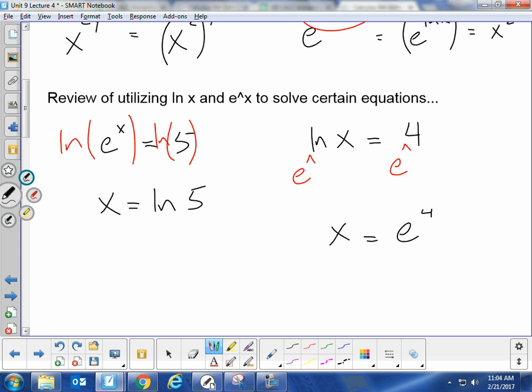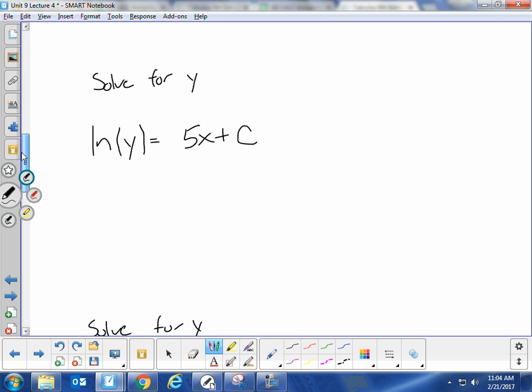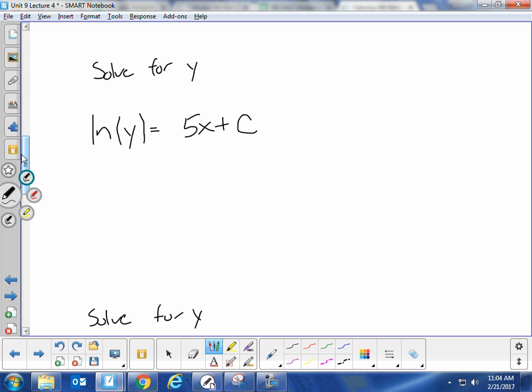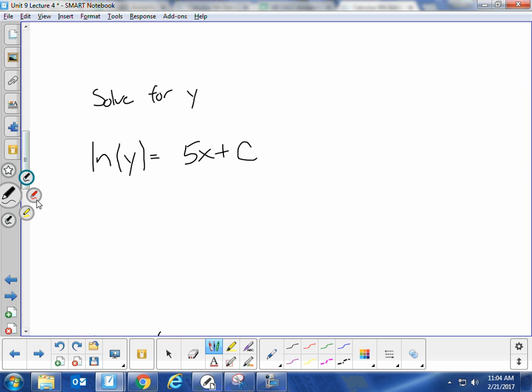Okay, it's just algebra. It's equations doing the same thing on both sides of the equation. All right, we will have to take situations like this and solve for y, where we have a plus c, we have some stuff, and we need to solve for it. Well, y is inside of the natural log. You should immediately be thinking, take e to the power of both sides.